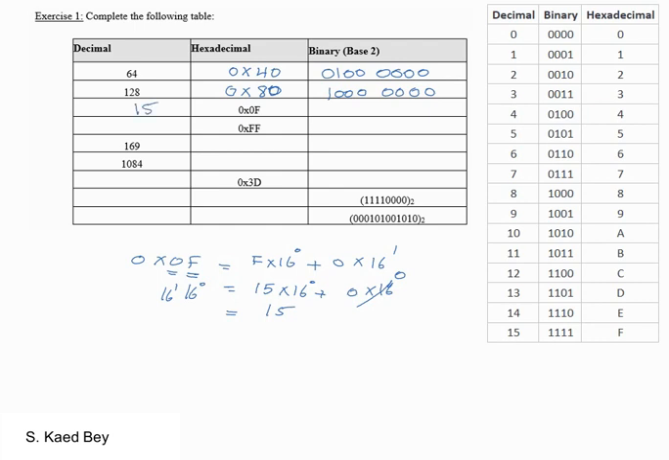In order to find the binary equivalence of this hexadecimal number, again, if we look at the table on the right-hand side, we will find that the letter F is equivalent to 4 ones. And 0 is equivalent to 4 zeros.